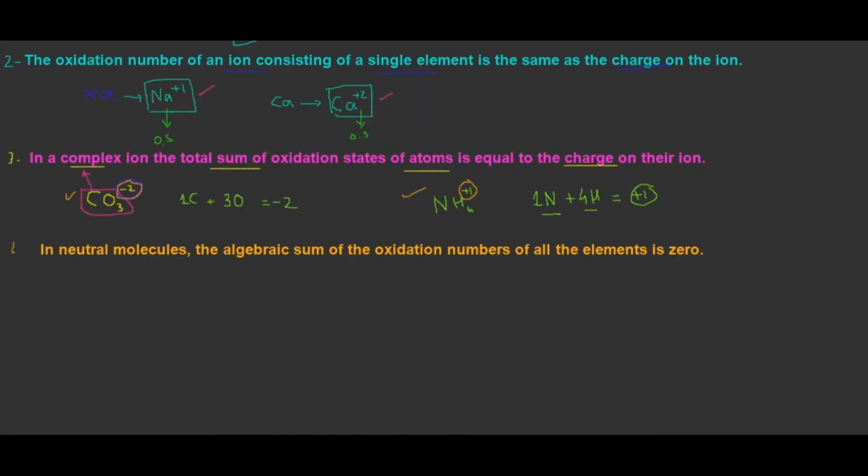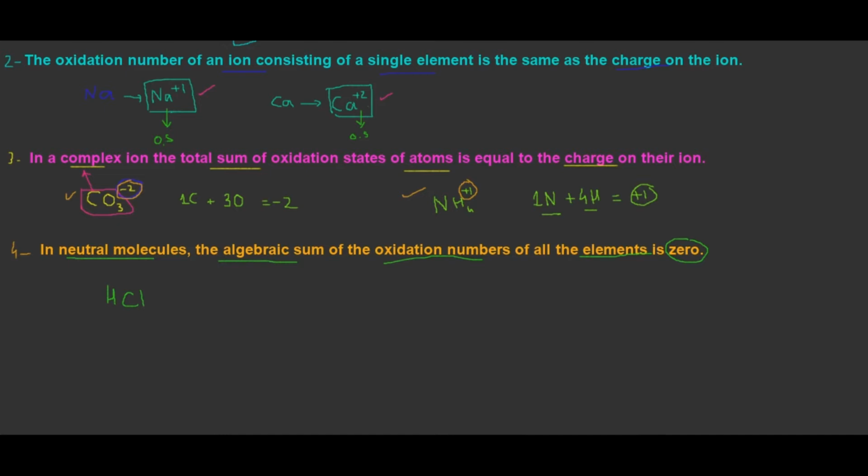Now we have rule number 4 for assigning oxidation state, which says in neutral molecule the algebraic sum of the oxidation number of all the element is equal to 0. Oxidation number of each of the atom in a molecule or a compound is counted separately and their algebraic sum is always equal to 0. For example, if we have hydrochloric acid, which is HCl, so the sum of oxidation state of hydrogen and chlorine atom is equal to 0.